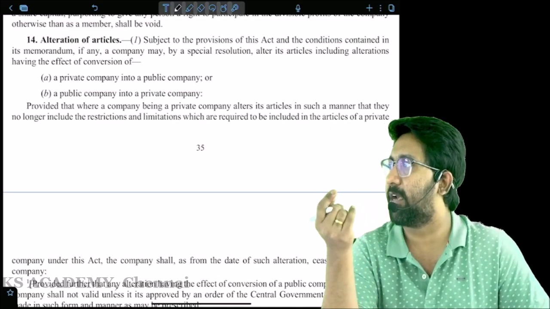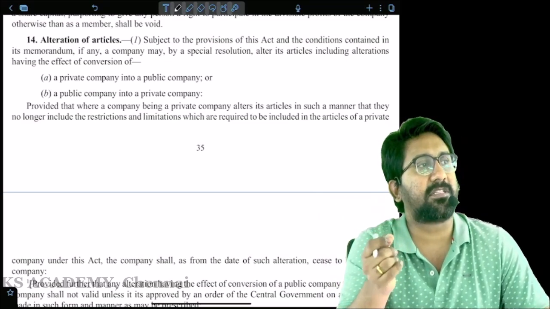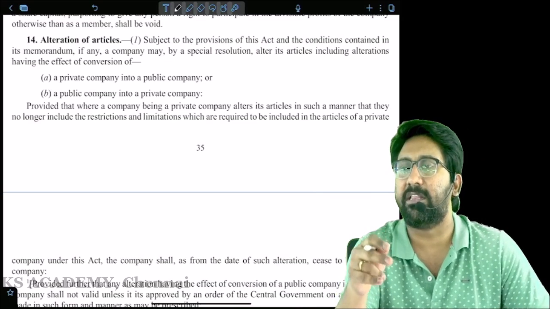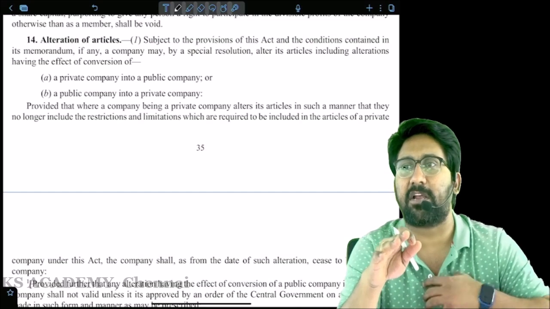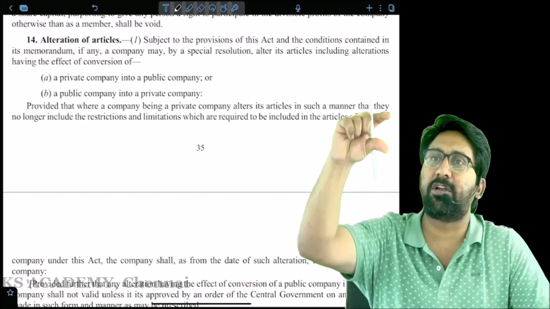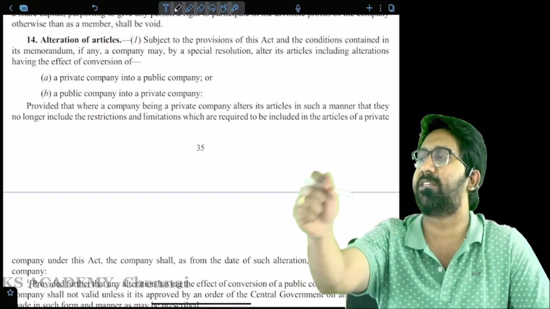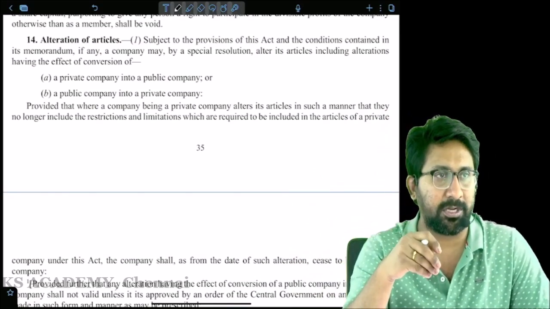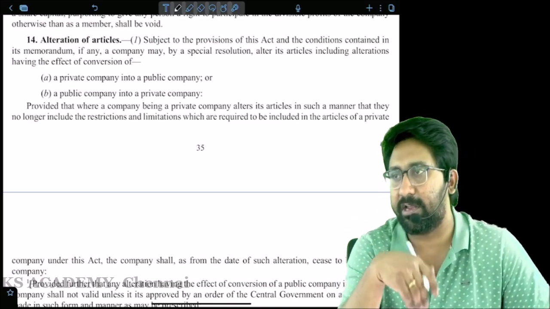Yesterday, if you remember, I discussed the entrenchment concept in the class. Entrenchment is a concept where we provide restrictions in altering the articles. Generally, alteration of articles requires a special resolution. But when any point of articles is subjected to entrenchment, that provision's alteration will require restrictions more than a special resolution. It can be a special resolution plus 50% of members, as they will write accordingly.